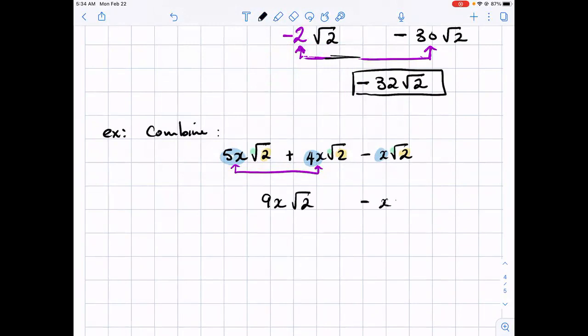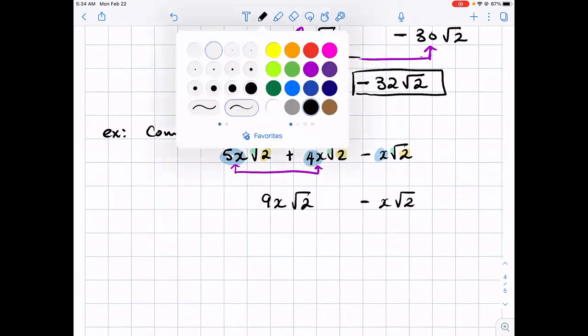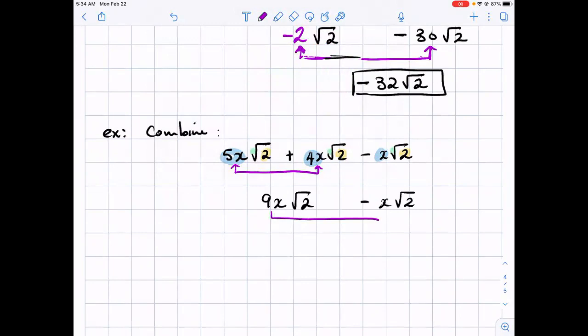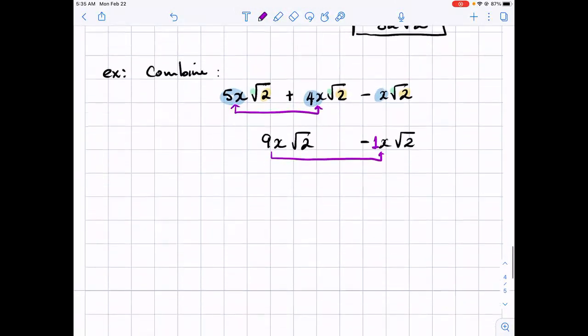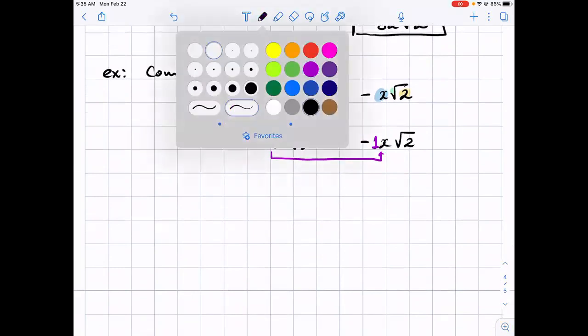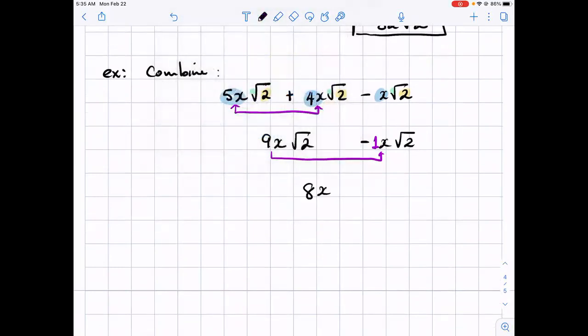And then we have to subtract 1x from that. So if we combine these two coefficients, keep in mind there is an invisible 1 here, right? So 9x minus 1x, or minus x, that becomes 8x square root of 2. And look at the radicand. Can you simplify 2? The answer we know to that is no. It cannot be simplified. So our final answer is 8x times the square root of 2.